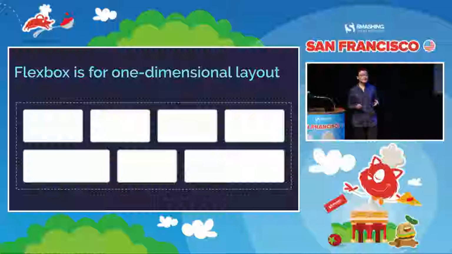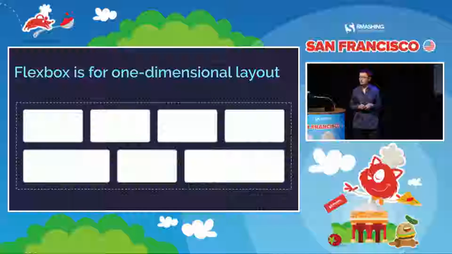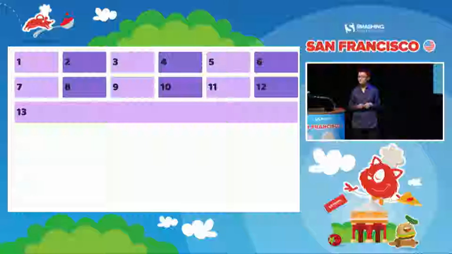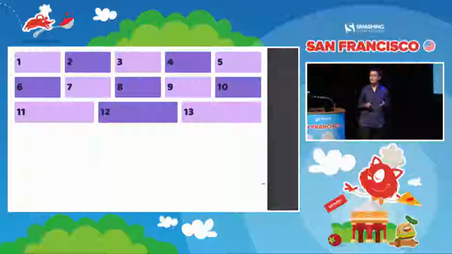The answer that's defined in the spec is that Flexbox is for one-dimensional layout, and Grid is two-dimensional. So if you want to lay things out as a row or a column, then that's what Flexbox is for. So this is a Flexbox example. I've got a bunch of stuff in a container, and it's laid out using Flexbox.